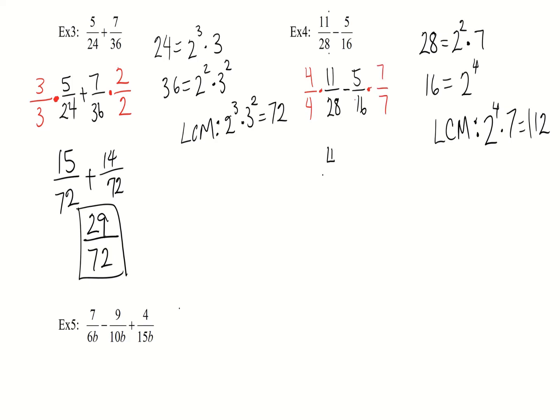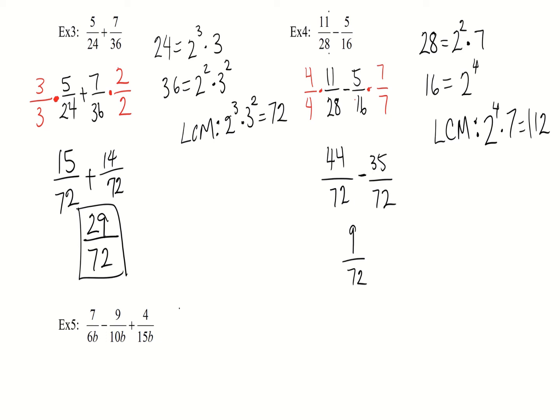So when we multiply this, 4 times 11 is 44. And 4 times 28 is 112. And that's going to be minus, then in here, the second term, 5 times 7 is 35 over 16 times 7, that gives us 112. We have that common denominator, and we just need to focus on the numerator. 44 minus 35 will be 9 over 112. And here we can reduce this.